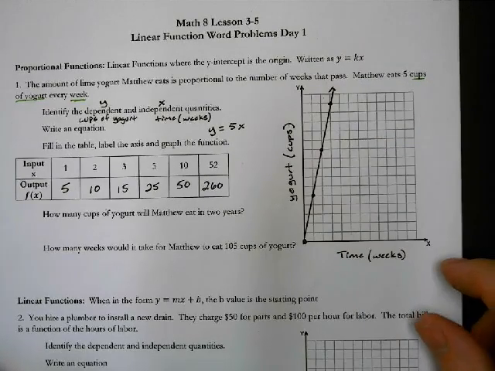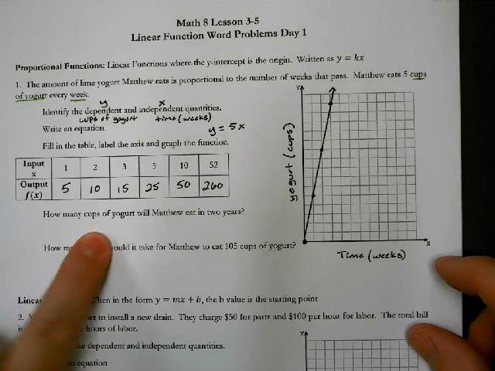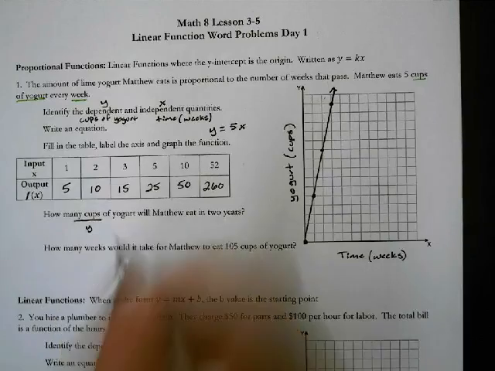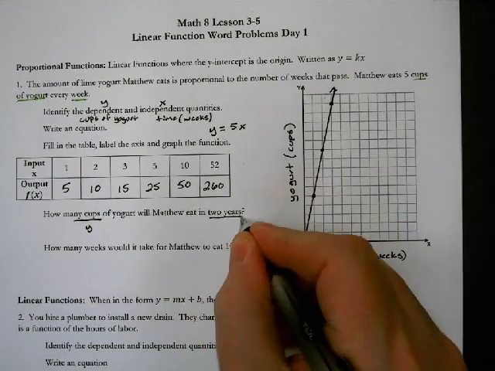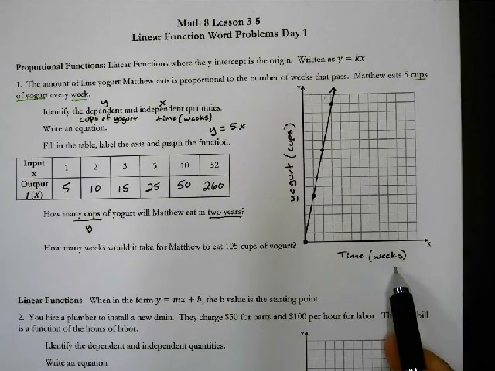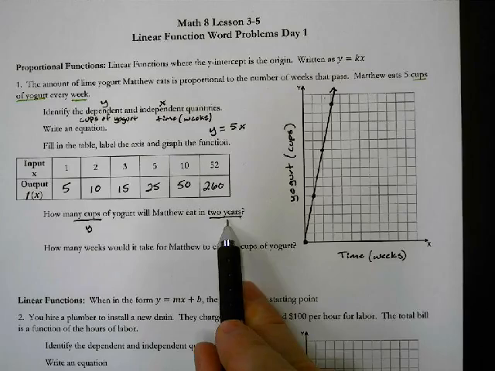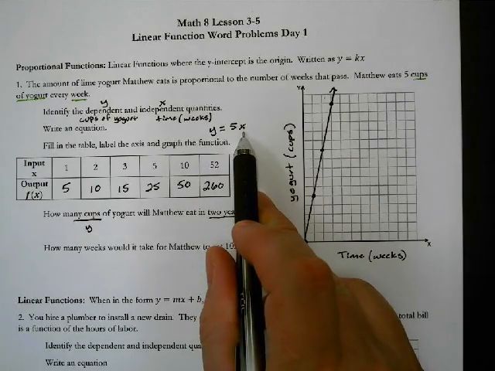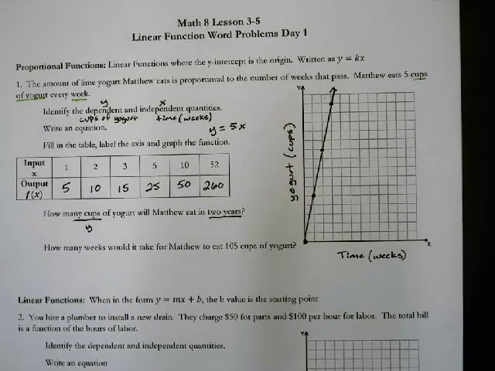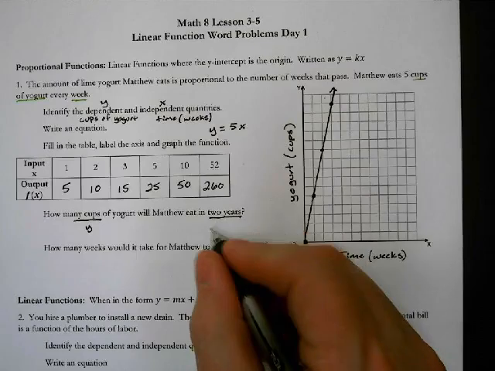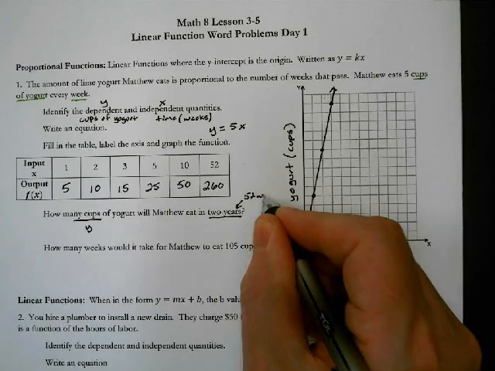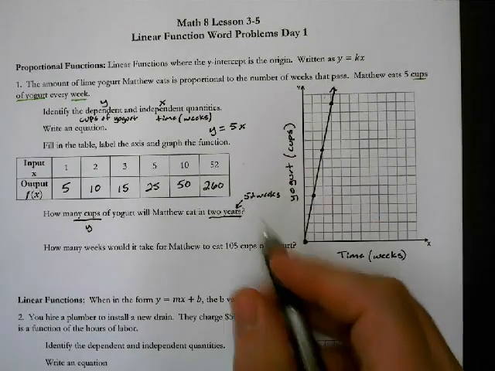How many cups of yogurt will Matthew eat in 2 years? Okay, so how many cups of yogurt? That's our y, that's our dependent quantity. And 2 years, you have to watch out for your units, and that's why we write down our units here when we label our axes, because this is 2 years. I would not plug in 2 for x, even though x is time in weeks. So 2 years, if there's 52 weeks in a year, so each year is 52 weeks, that would be 104 weeks.